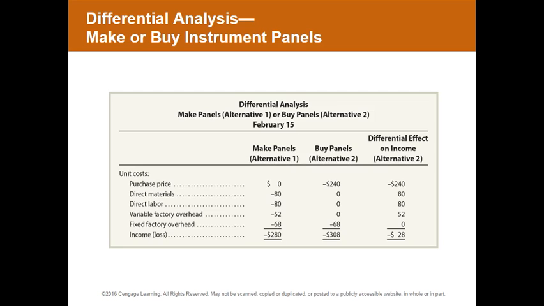The key here is your fixed factory overhead because the assumption is that it is going to exist in either situation. So because fixed factory overhead is going to exist in either situation, it is under both buy and make. If we were to buy the panels, then it would, in essence, result in $28 of additional cash flows out than it would if we were to make it.